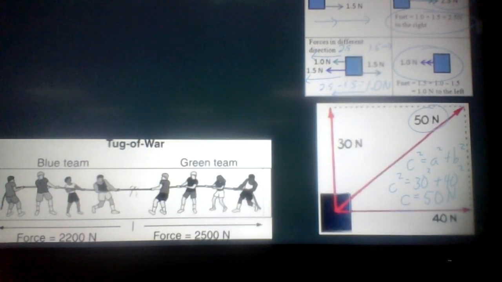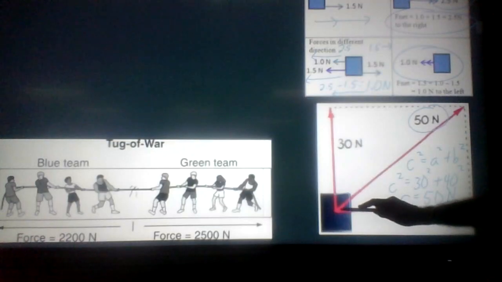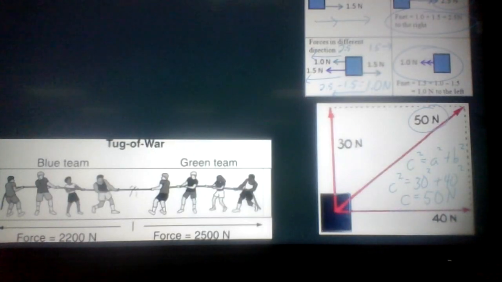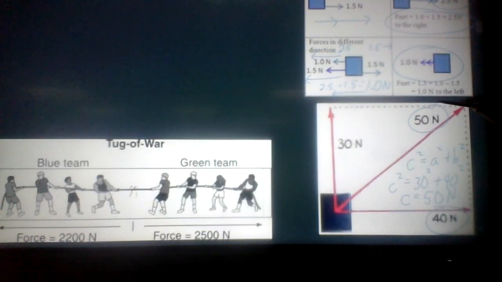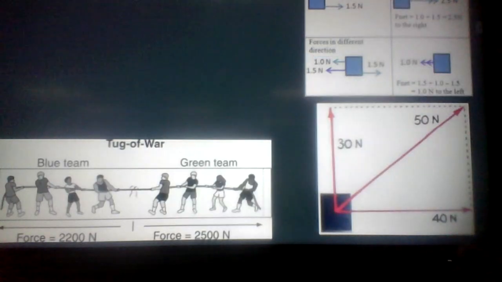The block is going to go northeast, but will it be a little more toward the north or a little more toward the east? We can tell because 40 is greater than 30, so this object is not at a 45-degree angle going up here, because this force is a little stronger. That's being skewed a little bit more toward the east. We'll have practice problems with these.